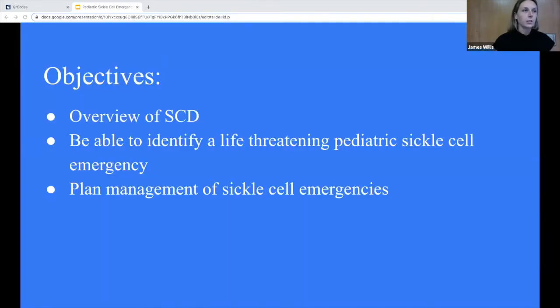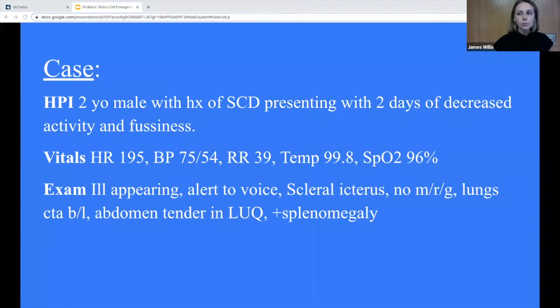So objectives are, we're just going to do a quick overview of sickle cell disease, and then hopefully by the end of this you'll be able to identify life-threatening pediatric sickle cell emergencies and know a little bit about the management. So we're going to start with the case. It's a 2-year-old male with history of sickle cell presenting with 2 days of decreased activity and fussiness.